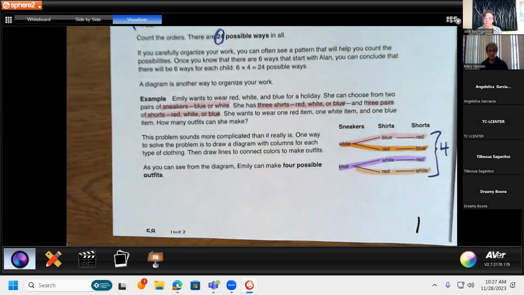If she removes the restriction, she's going to wear any combination of the sneakers, the shirts, and the shorts. She's only going to wear one pair of sneakers, one shirt, and one pair of shorts. How many options does she have? You guys can work together if you want.